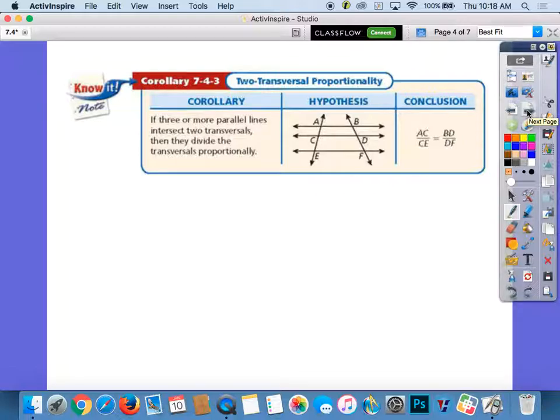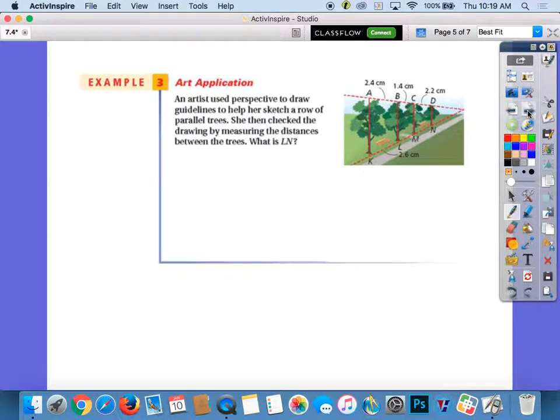So we have one more to get through, guys. Actually, we have two more to get through. We have this two transversal proportionality here. And this looks a little liney, but basically all it's saying is, if three or more parallel lines intersect two transversals, okay, here are your parallel lines right here, and they intersect two transversals, then they divide the transversals proportionately. Okay, it looks kind of similar to what you had on the previous slide. This over this is going to equal that over that. The thing that's tricky about these, you just kind of have to keep your head straight on what segment over what segment equals which segment over which segment.